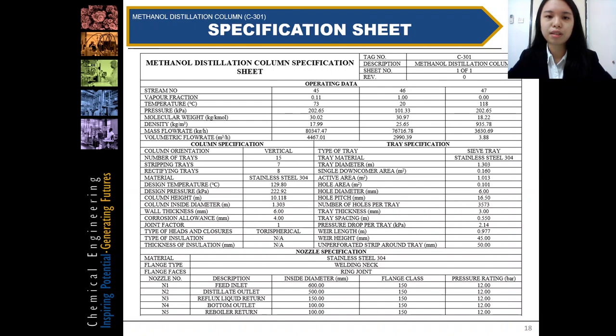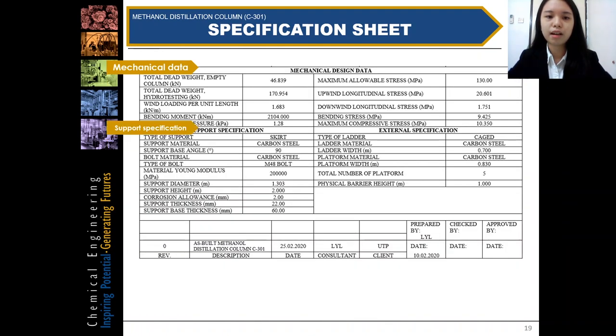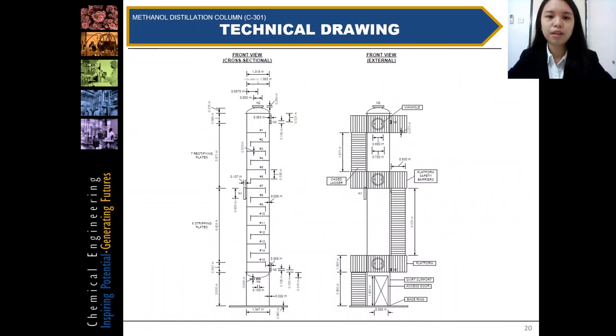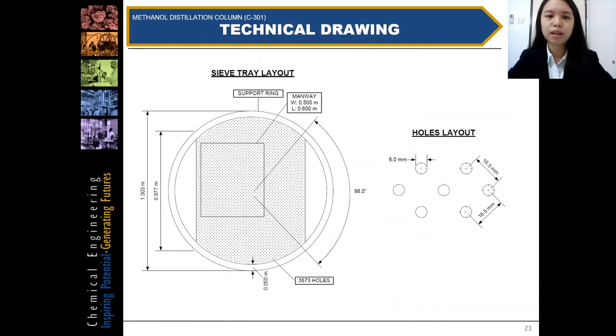Here it shows the specification sheets, which include the operating data, column specifications, tray specifications, nozzle specifications, mechanical data, support specifications, and external specifications. And here it shows a technical drawing which illustrates the cross-sectional view of the column, external view of the column, sieve tray layout, and lastly, the whole layout.